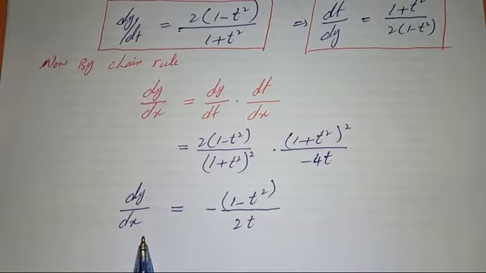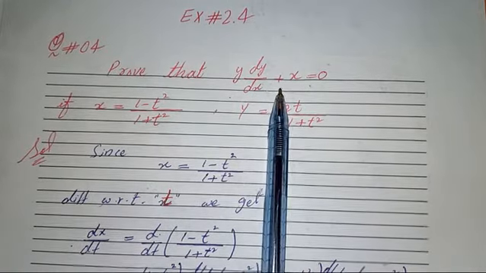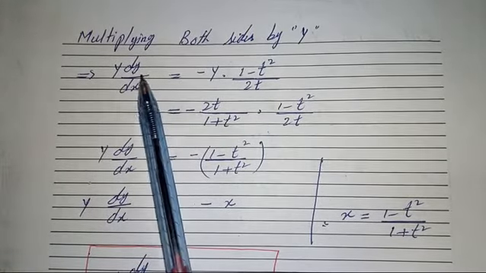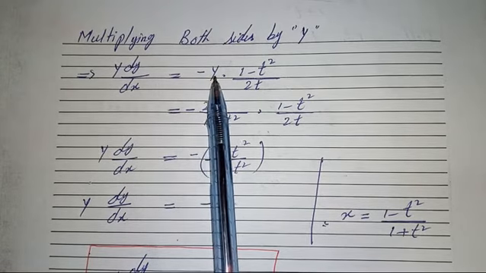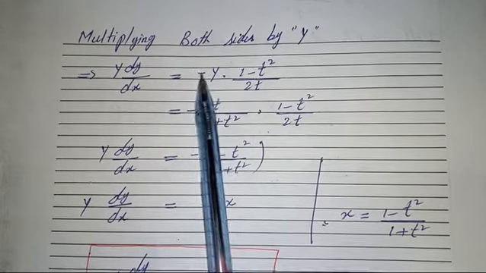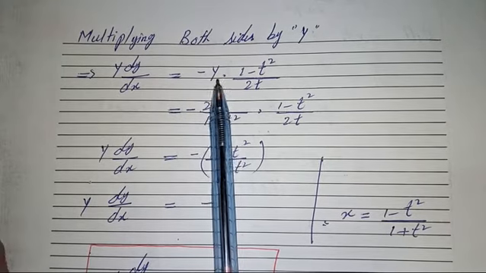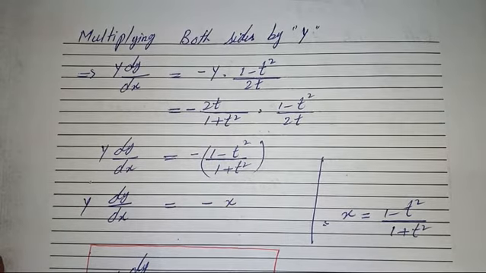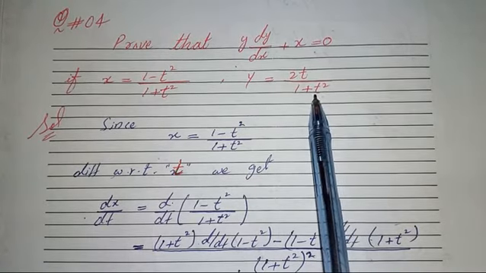We have calculated dy over dx, but this is not our complete requirement, as we have to prove this one, y dy over dx plus x is equal to 0. So now multiplying both sides by y, dy over dx left hand side is equal to y times 1 minus t square over 2t, minus is already present in the term. Okay, so minus, what's the value of y? As it is given in the question, the value of y is 2t over 1 plus t square. Okay, it is given in the statement, in the question.